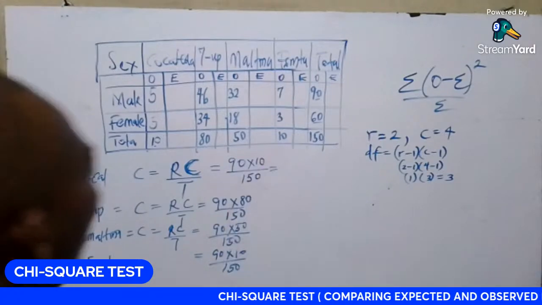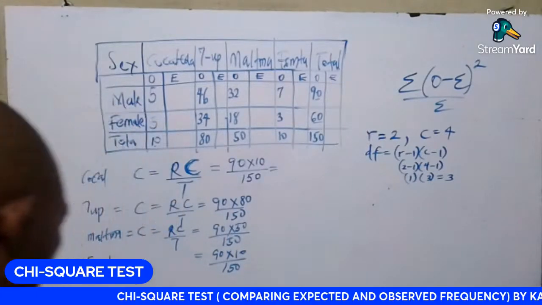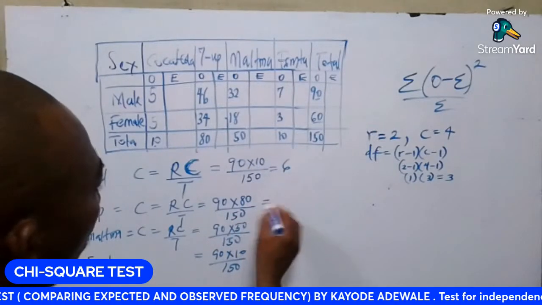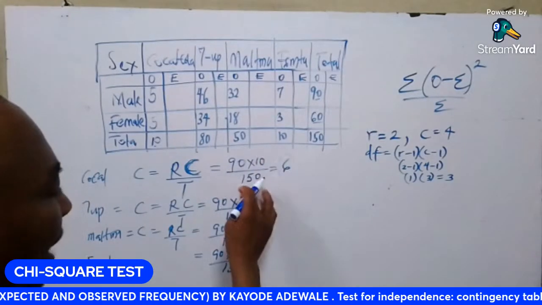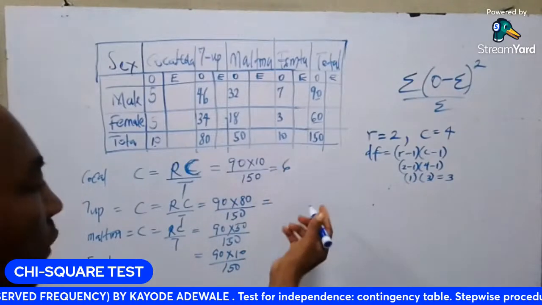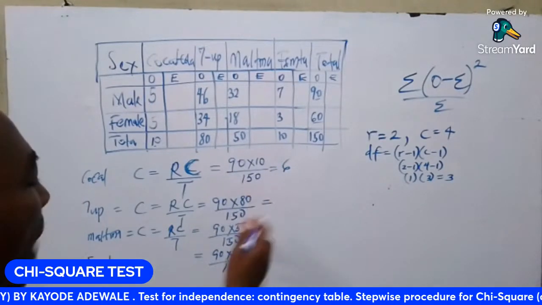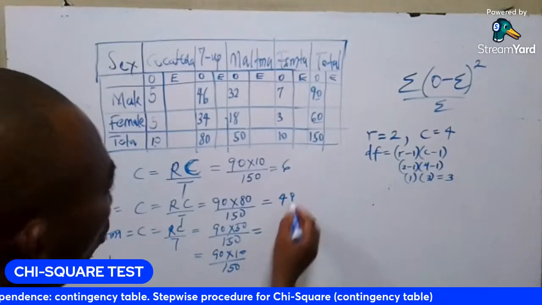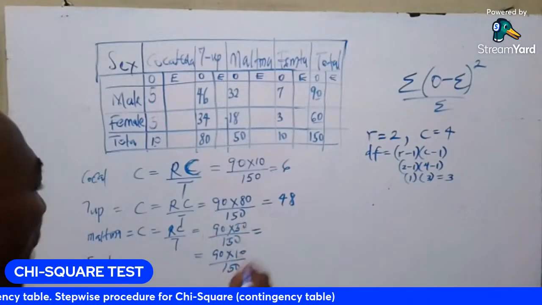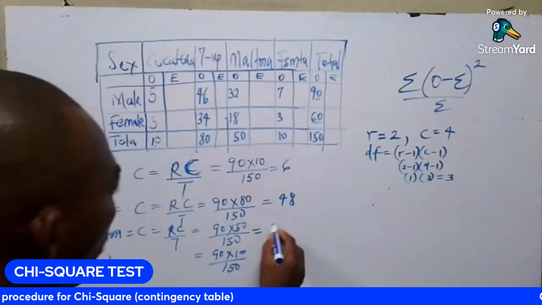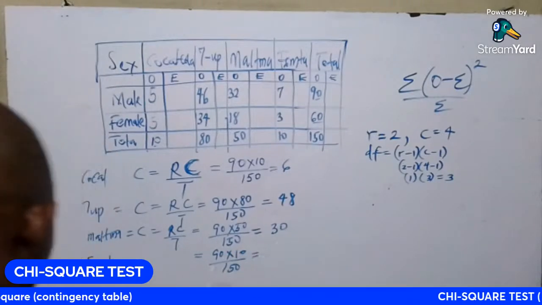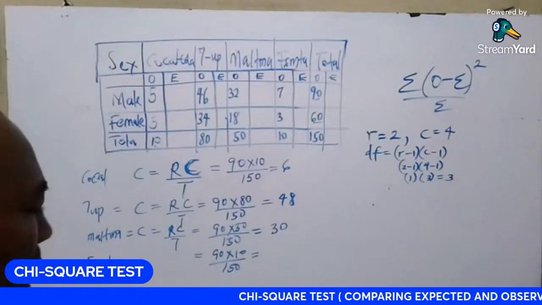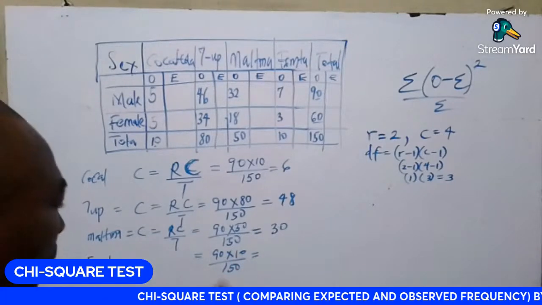So if I come here now, what's the total for this place? That will be this one multiplied, and everything will give me 6. So that is 90 multiplied by 10 divided by 150. When you divide it, it will give you 6. So 90 multiplied by 80 divided by 150 will give me 48. Ditto to these two, 90 multiplied by 50. When I divide it, that will give me 30.